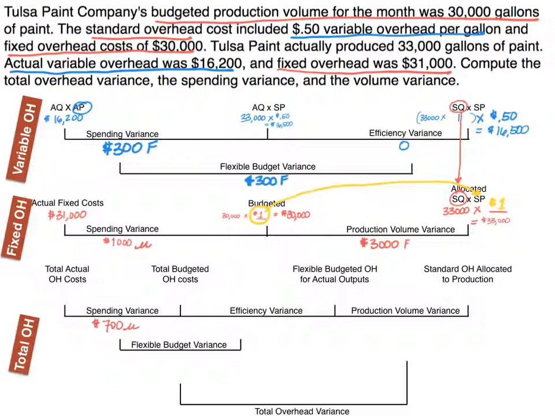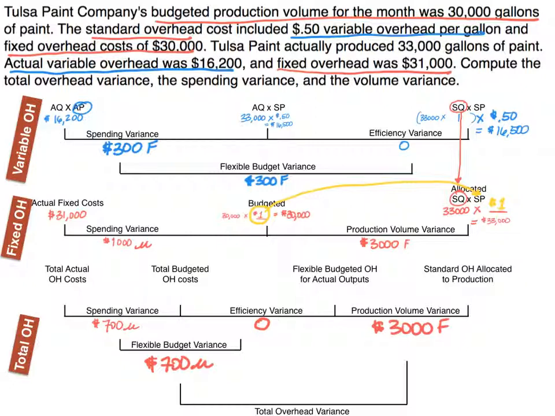We only have one efficiency variance. It's right here. So we're just going to bring that down to our overall efficiency variance. We only have one production volume variance right there, so we're going to bring it down to our production volume variance. Our flexible budget variance would be the spending variances and the efficiency variance combined. So that would be 700 unfavorable.